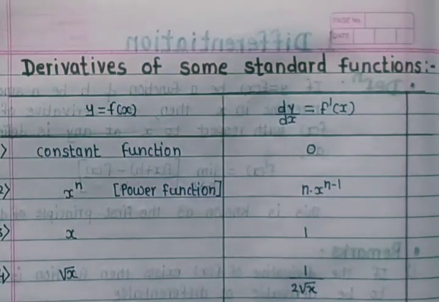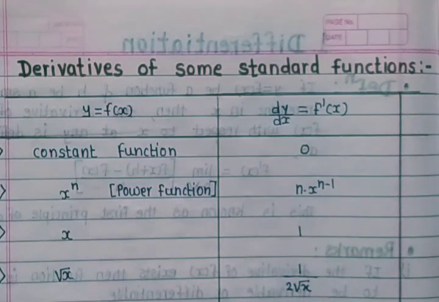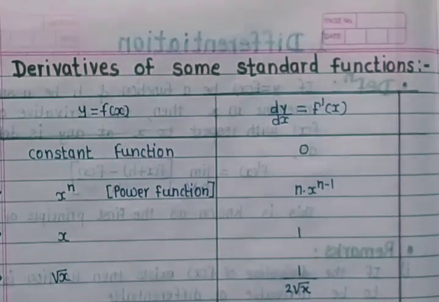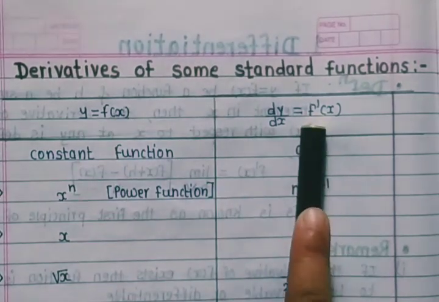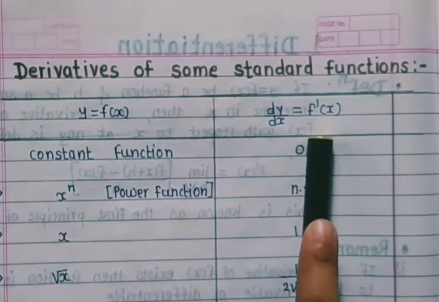Now we will see derivatives of some standard functions. इथे दोन कॉलम्स आहेत, y इक्वल टू f of x आणि दुसरा कॉलम असेल dy by dx equal to f dash of x.